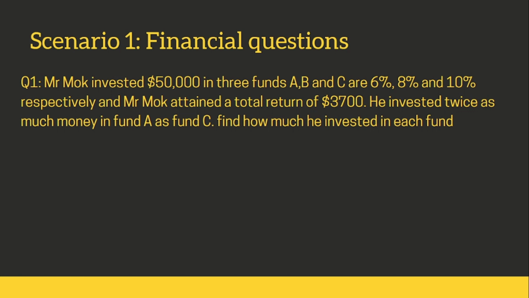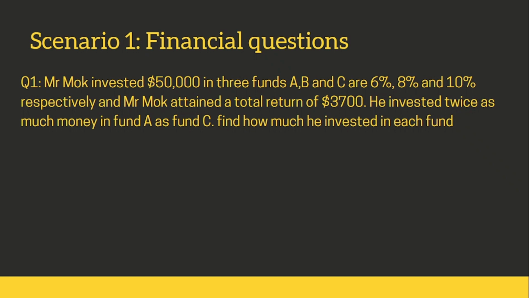So in this case, Mr. Mock invested $50,000 into three funds, A, B, and C, for 6% and 8% and 10% respectively. So what that means is that if you put 100% into A, you get 106% back. Then if you put 100% into B, you get 108% back. And then the same for C. If you put 100% into C, you get 110% of C back.